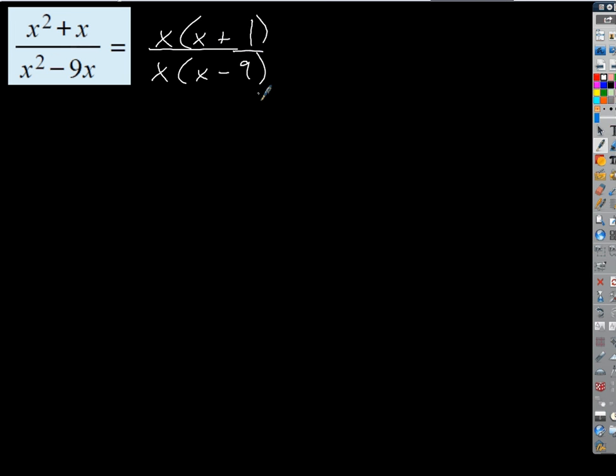So real quick, while we're at it here, let's write down our domain. What are the values of x we'd have to exclude? X cannot equal 9, and x cannot equal -1? No. What's the 0 of that factor? 0, yeah, right?